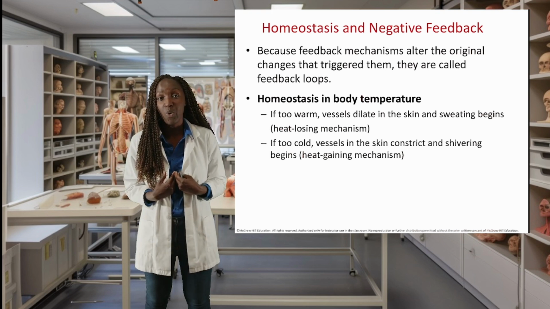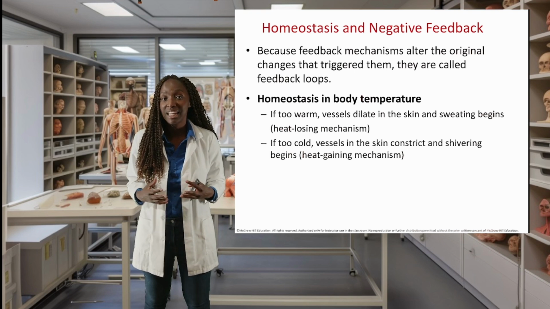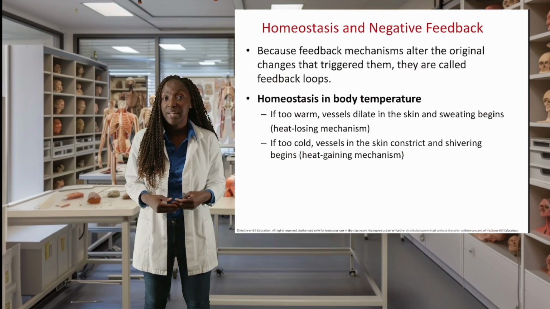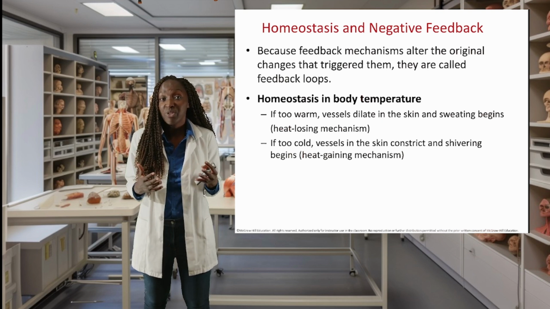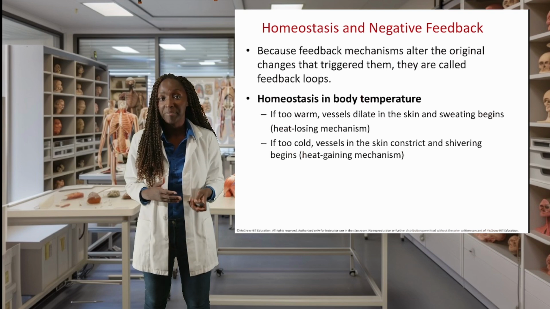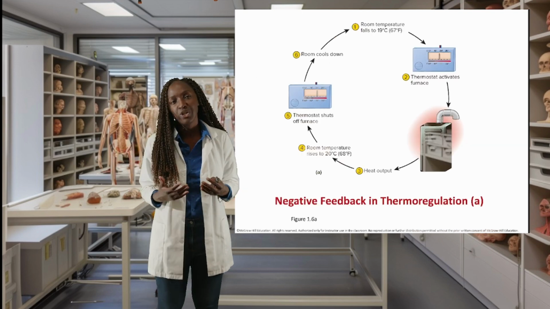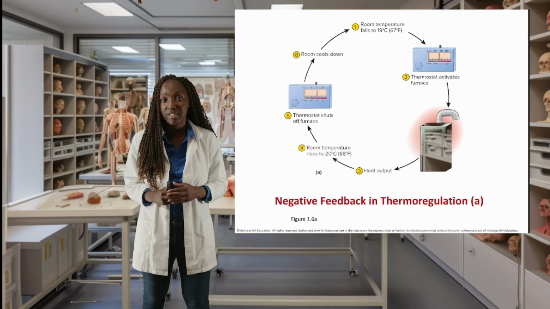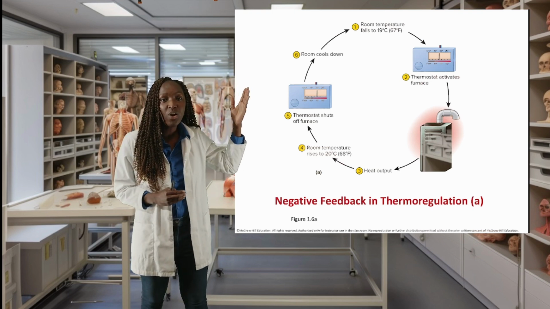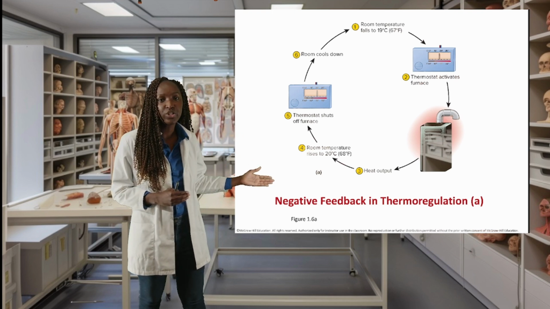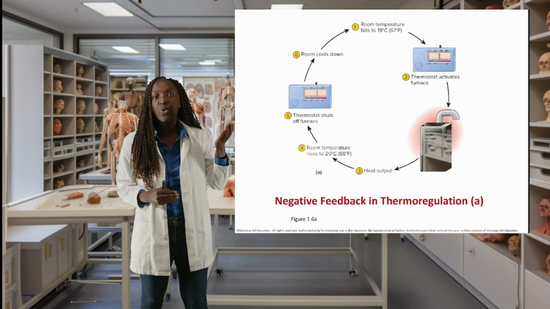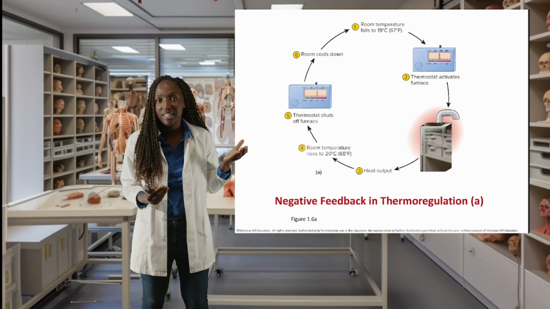If your body gets too warm, the vessels in your skin are going to dilate and sweating will begin. This will allow the body to cool down. However, when your body gets too cold, those same vessels will constrict and shivering will begin, and the body will warm back up. So let's look at this in terms of a thermostat. Say you've set the temperature in your house to 68 degrees. When the room temperature falls to 67, the thermostat is going to turn on the furnace. The furnace is going to allow a heat output. The room temperature is going to rise back up towards that 68 degrees.